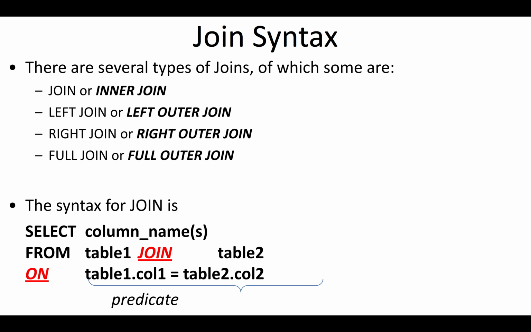If U1 has a reference to D1, that's the one I want. I don't want any other ones. But there might be other ones. We'll see in a minute. Left, right, and full outer joins, and we'll see when we use one or the other.